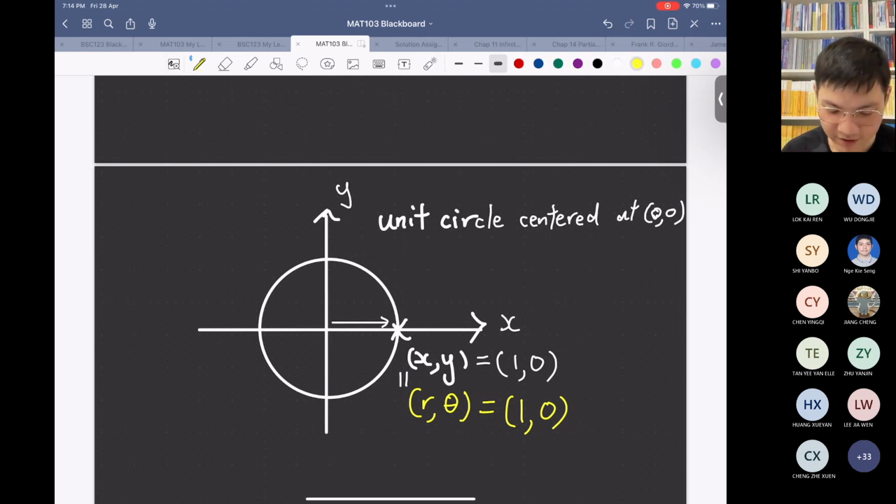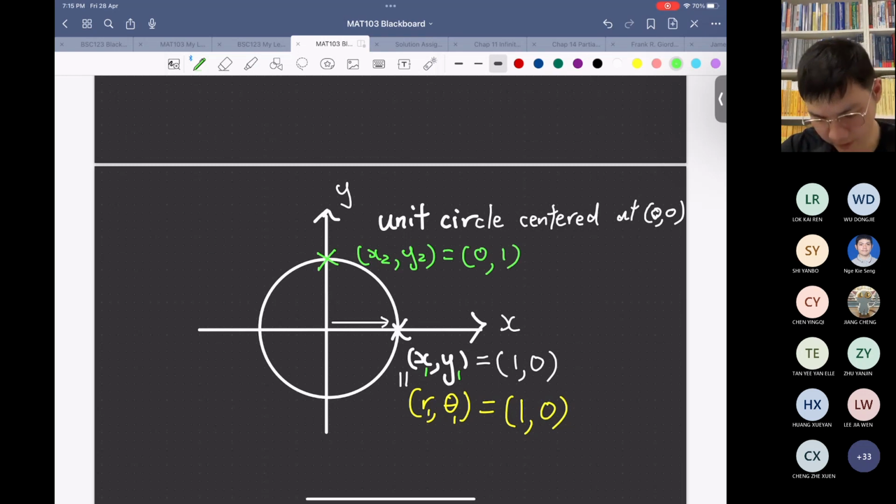It turns out to be the same. Sorry, this is a coincidence. So it can be different, right? So let's pick another point. Okay, pick this one. So let's call this x1, y1, and then this one r1, theta 1. So at the other point, x2, y2 is equal to 0, 1. But I can also express it as r equal to 1 and then theta equal to pi over 2.